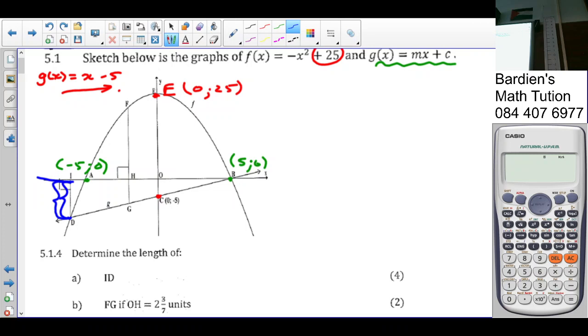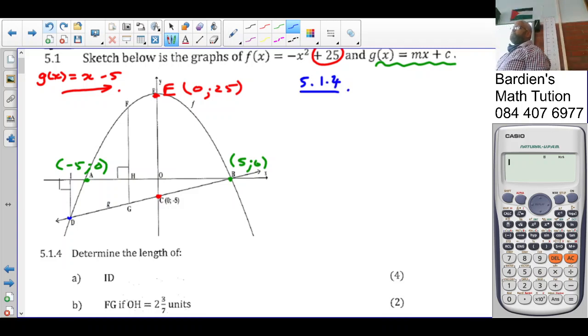Not so? So if that's minus 5, then ID would be 5. If the y coordinate of D was minus 12, then ID would be 12. Not so? So remember, length is never negative. Okay, and we know that D is your point of intersection. So how do we work out the coordinates of the point of intersection? Say the two graphs equal to each other. So f of x is equal to the g of x graph.